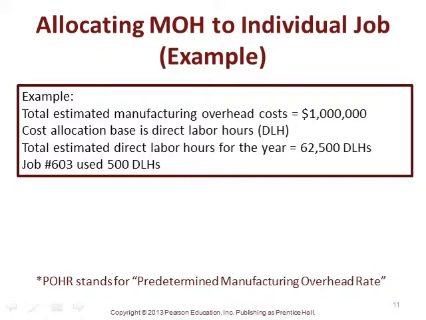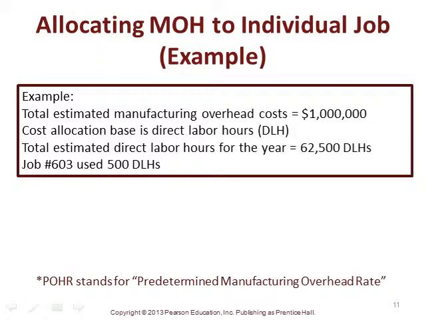And this is another example. So, for example, the total estimated manufacturing overhead costs are equal to $1 million. The cost allocation base is direct labor hours. So what that's saying is that I'm going to allocate my manufacturing overhead out over my direct labor hours. And I say that my total estimated direct labor hours for the year is 62,500 direct labor hours. And then we'll just say, for example, job number 603 used 500 direct labor hours.